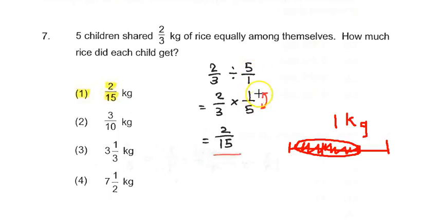You do the inversion, you invert it, you change the times. So 2 times 1 gives you 2, 3 times 5 gives you 15. Can you see 2 over 15? Each child, out of 5 of them, will get 2 over 15 of a kilogram. It means this 2/3 over here, you divide further into 5 parts. Next.